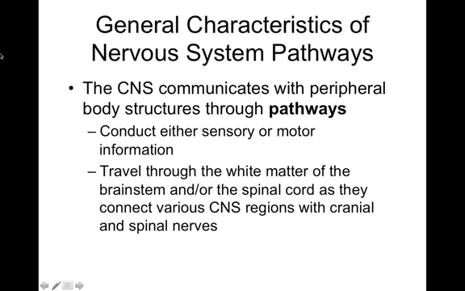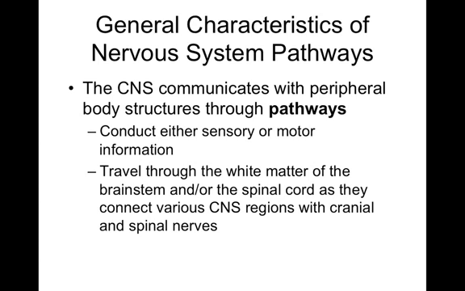And so if we're going to first start out talking about pathways, we know that the central nervous system, or brain and spinal cord, communicates with peripheral tissues through what are called pathways. And these pathways either conduct sensory or motor information. So they're actually separate pieces of information that are carried in different tracts or different pathways. Now, you won't have pathways that carry mixed sensory and motor information.